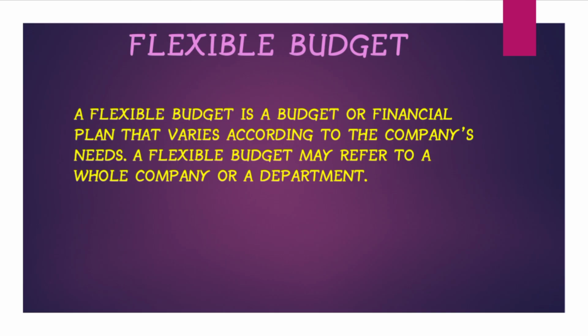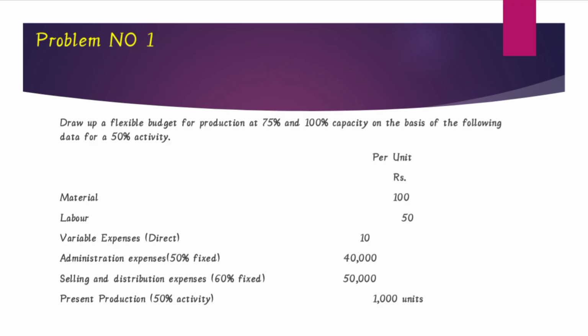What is a flexible budget? A flexible budget is a budget or financial plan that varies according to the company's needs. A flexible budget may refer to a whole company or a department. So here are the problems under a flexible budget. First one, we have to draw up a flexible budget for a production capacity level at 75% and 100% on the basis of the following data for 50%. So the given data are all of 50%.